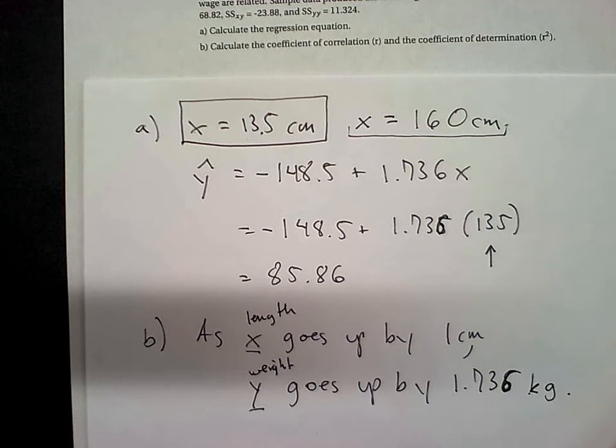Economic theory suggests that quit rate, or quits per 100 employees, and average hourly wage are related. Sample data produced the following statistics. Your x bar was 8.6, y bar is 1.88. Your sum of squares for xx is 68.82, SSxy is negative 23.88, and SSyy is 11.324. Now it says calculate out the regression equation.